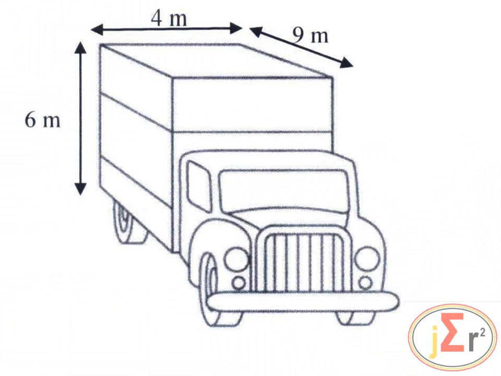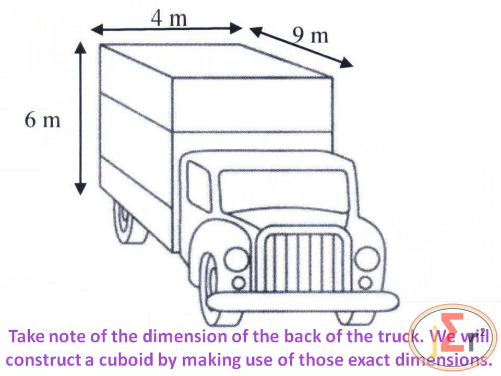But before we do that, we need to construct or reconstruct the back of the truck. So take note of the dimensions of the back of the truck that we have here, which of course we were told is not drawn to scale. We will construct a cuboid by making use of those exact dimensions. So the dimensions that we have are 9, 4, and 6.